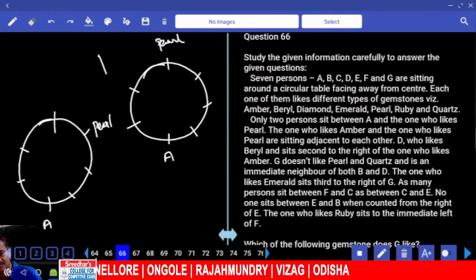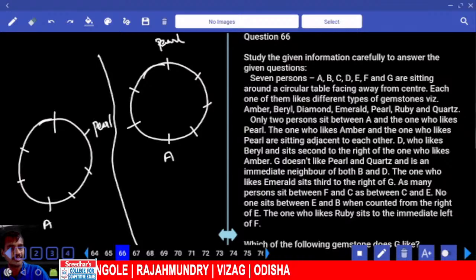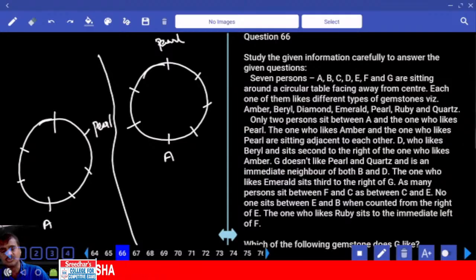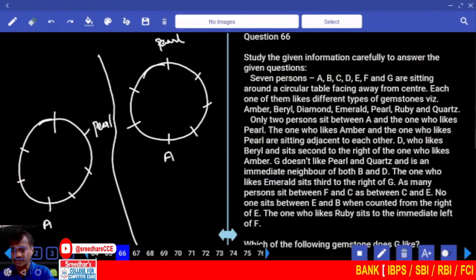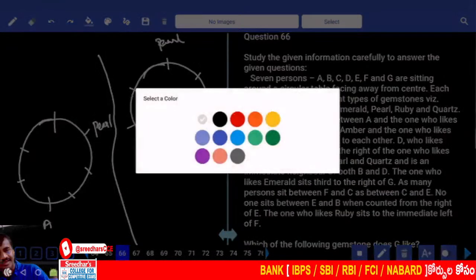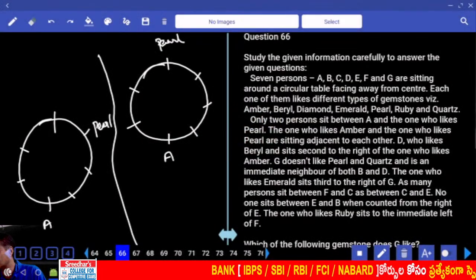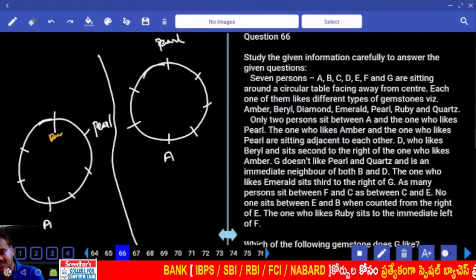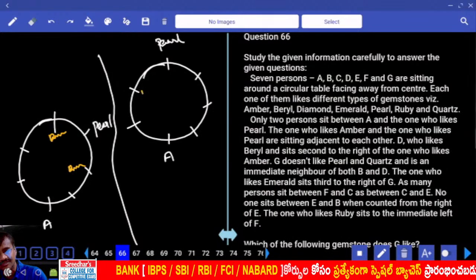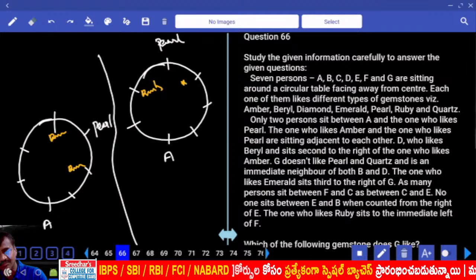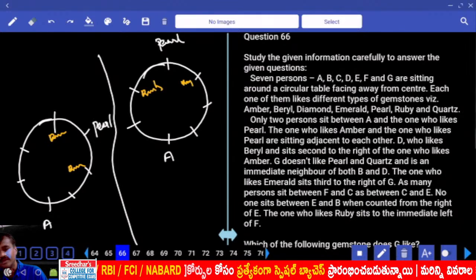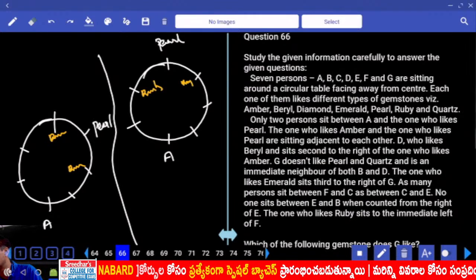Now follow here, A and Pearl. Then the one who likes Amber and the one who likes Pearl are adjacent to each other. Which two are adjacent? Amber and Pearl are adjacent to each other. As Amber and Pearl are adjacent, now 2 possibilities in each of these. Amber can be here, Amber can be here. And similarly, Amber can be here or Amber can be here. Clear?